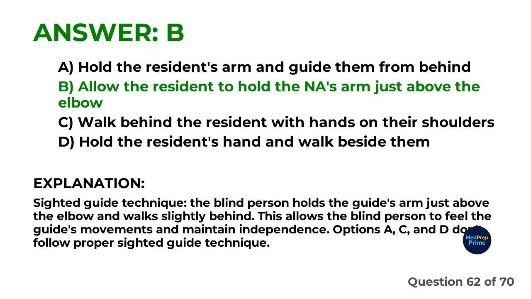Correct answer, B. Sighted guide technique. The blind person holds the guide's arm just above the elbow and walks slightly behind. This allows the blind person to feel the guide's movements and maintain independence. Options A, C, and D don't follow proper sighted guide technique.